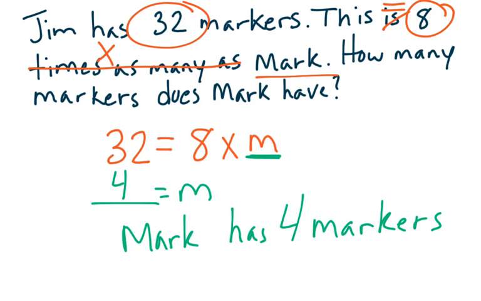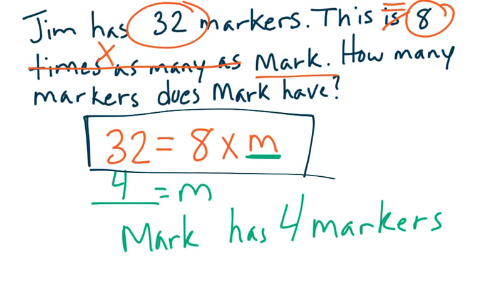Now, you see how this problem, even though it was kind of the reverse of the other problems that we've worked so far, can be solved very easily when we break it down, cross some of those words out, change them out with some signs, and rewrite our problem in a nice and simple way. Mark has 4 markers. That's our lesson for today. See you tomorrow.